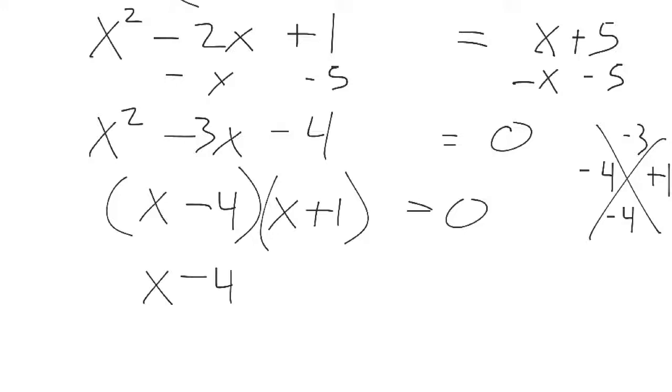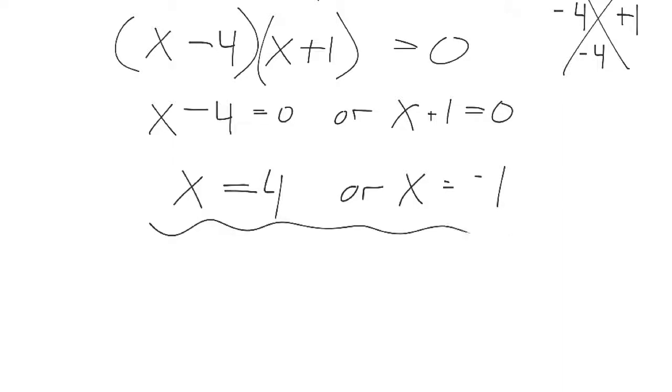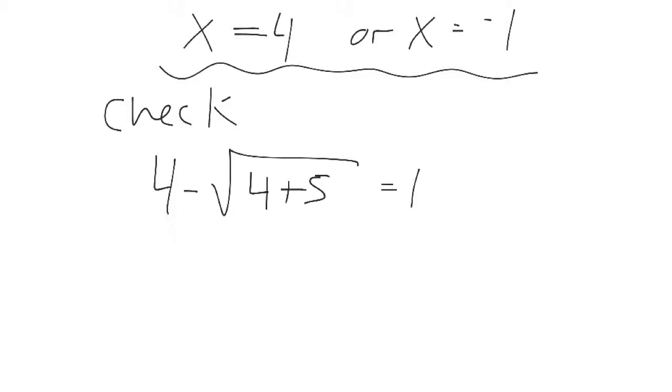Splitting up that equation into the two separate linear equations, you get x minus 4 equals 0, or x plus 1 equals 0. So therefore, you can say that x equals 4, or x equals negative 1. Now you have to check both of these solutions. Maybe they're both valid solutions, or maybe one of them isn't, or maybe neither of them is, but you have to check. So putting 4 into the original equation, you get 4 minus the square root of 4 plus 5. Simplifying the radical, 4 plus 5 is 9. And so, yeah, 4 minus 3 is, in fact, equal to 1.